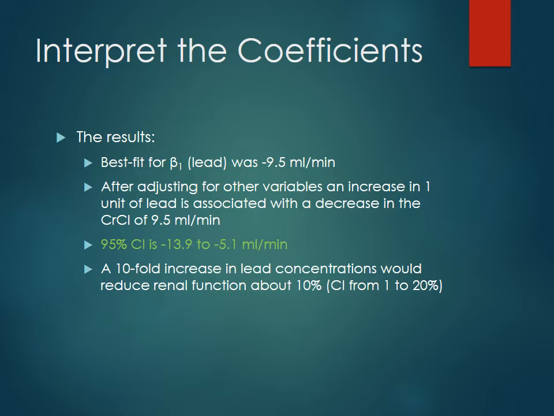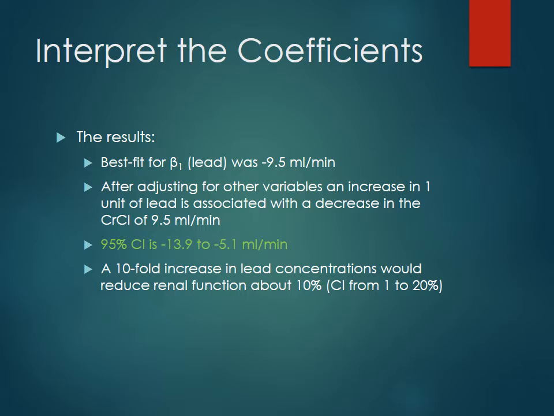So here you would see that you'd have a 95% confidence interval that's being calculated, and you see that would range anywhere between negative 13.9 mLs per minute to negative 5.1 mLs per minute. And so based on that, would you think that that would be clinically significant? You think so? Okay. Why do you think so? Yeah, so it doesn't cross 0 in this case.